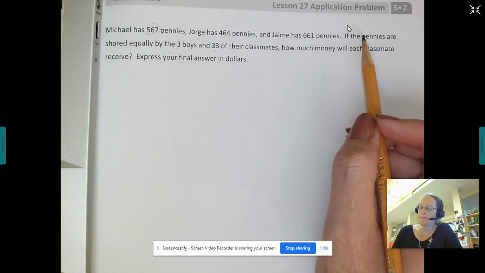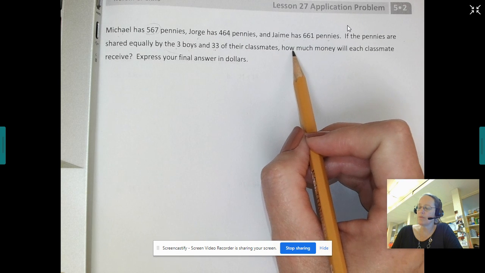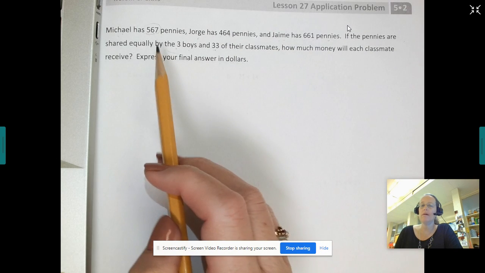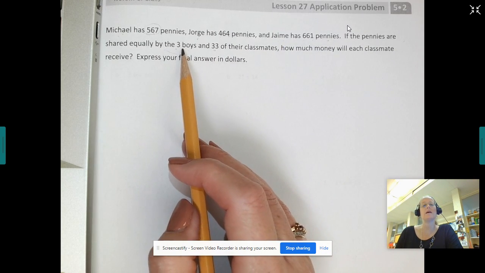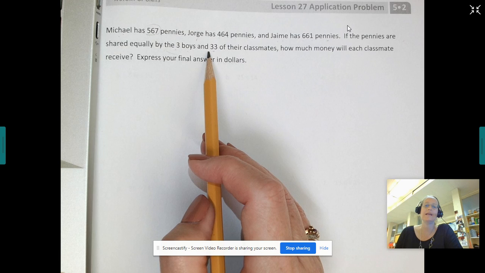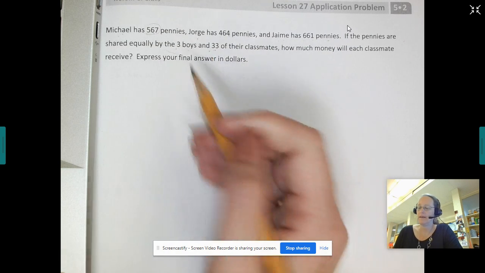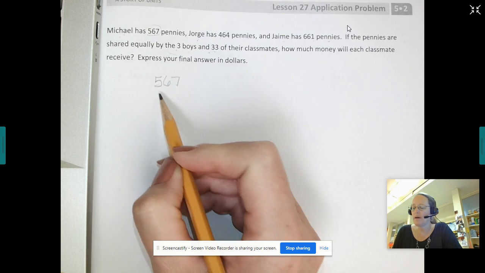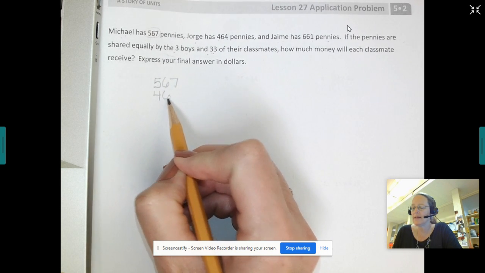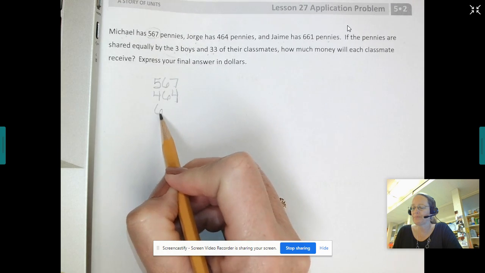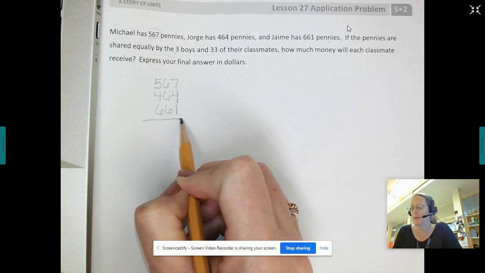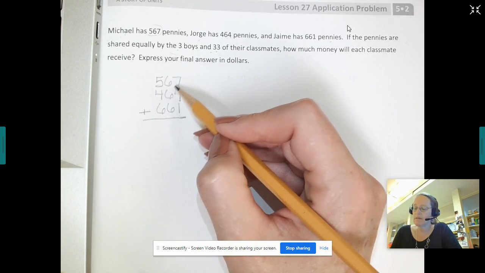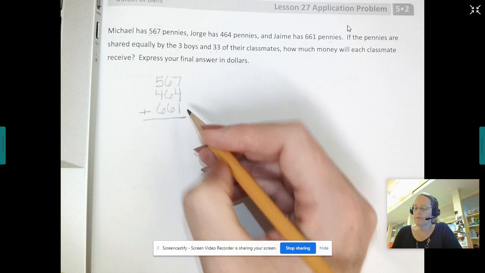So, how do you think we would start out solving this problem? They want to split all of the pennies between themselves and the 33 classmates. First step, we're going to add all of the pennies together to see how many pennies they're going to have to share. So 7, 8, 9, 10, 11, 12.